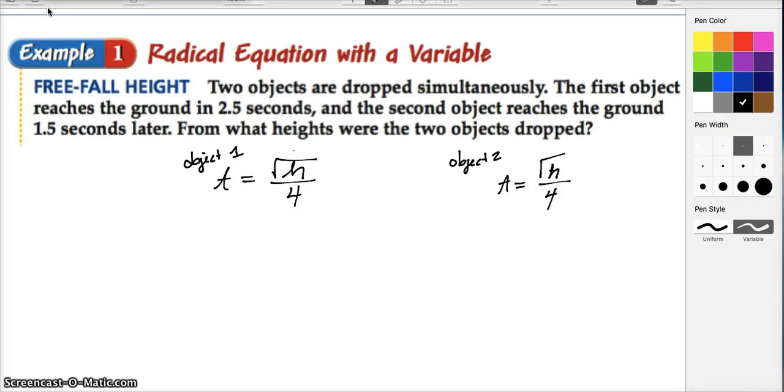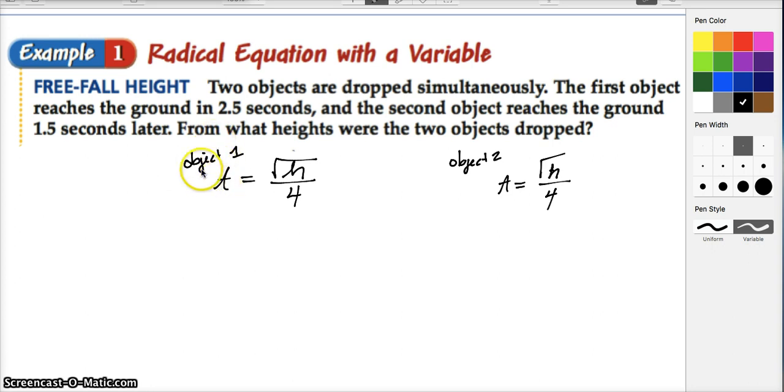Example 1, radical equations with a variable, freefall height. Two objects are dropped simultaneously. The first object reaches the ground in 2.5 seconds, and the second object reaches the ground 1.5 seconds later. From what heights were the two objects dropped? So in this problem, we're going to be searching for height, the h value, and we're given time. Let's see if we can make out what's going on.